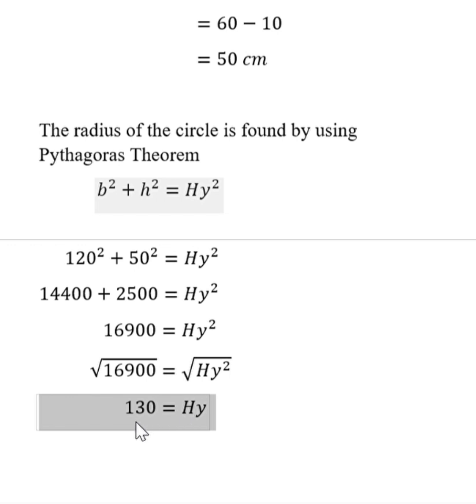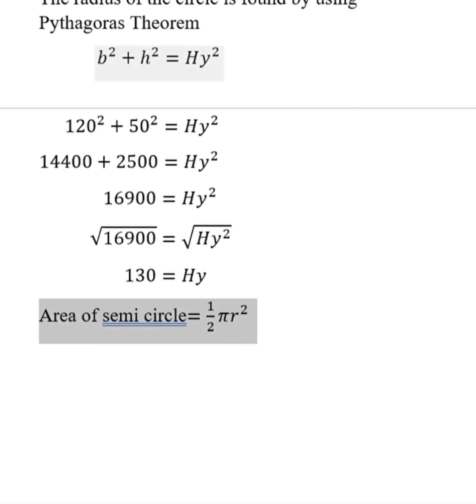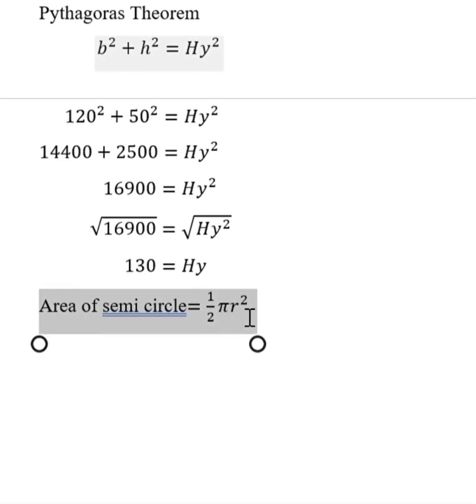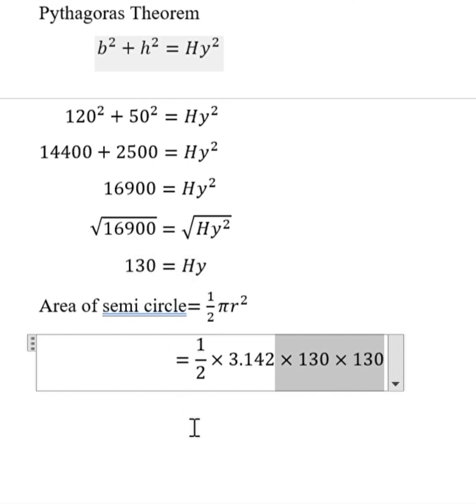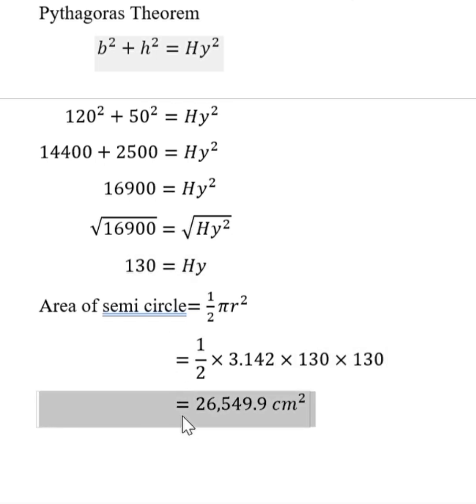Now, how do we get the area of this semicircle? We shall say the area of the semicircle is given by half pi r squared, which is equal to half times our pi. We were told to use 3.142 times the radius, which we have just found here, and we said it's equal to the hypotenuse. So it is times 130 times 130. If you do that, you get the answer being 26,549.9 square centimeters.